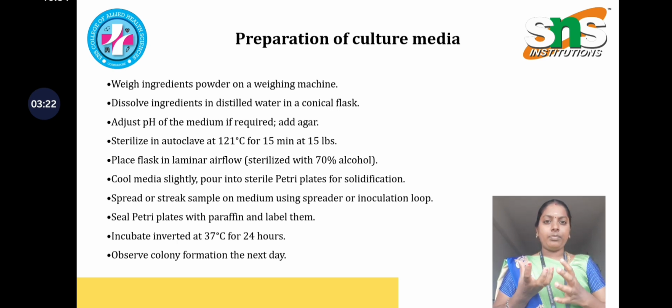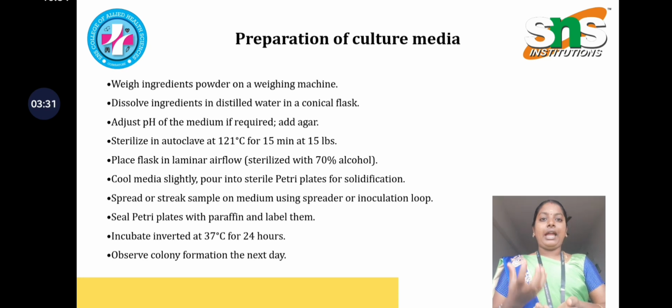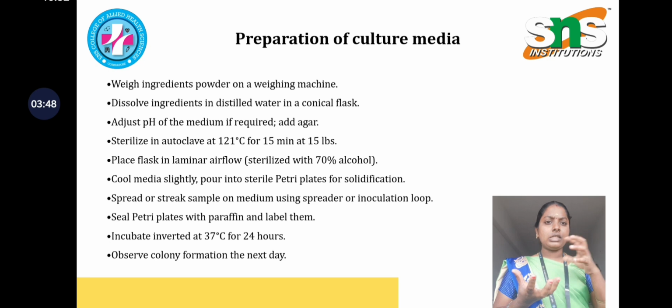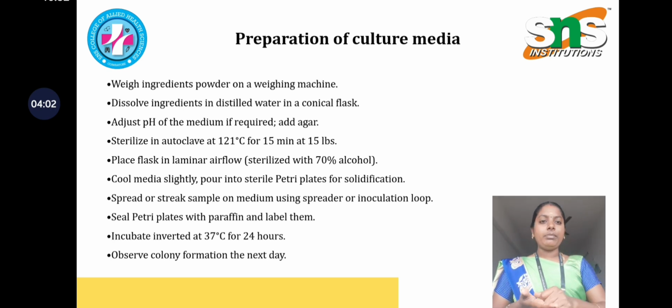Then after preparation is over, it should be sterilized in an autoclave at 121 degrees Celsius for 15 minutes at 15 lbs. Place the flask in the laminar airflow, which should be sterilized with 70% alcohol to avoid contamination and to maintain sterile conditions. The media is further cooled partially, and it is poured into a sterile petri plate for solidification. After 15 to 20 minutes, the agar in the petri plate gets solidified, so it is easy for us to streak and identify the microorganism.